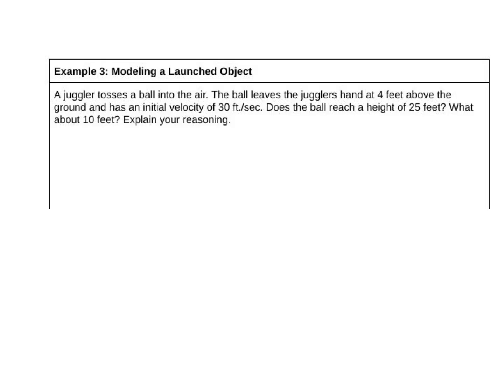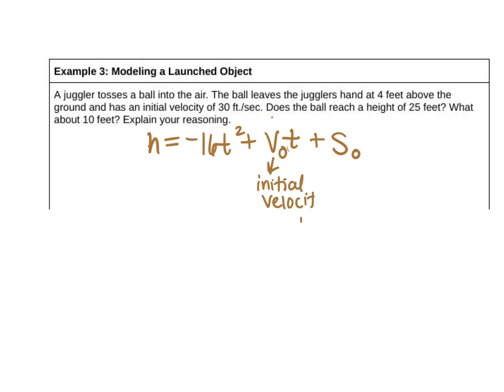So that is h equals negative 16t squared plus, oh, that's a t, where initial velocity, and then initial height. Okay. It might be on the test. You would be given the equation though.